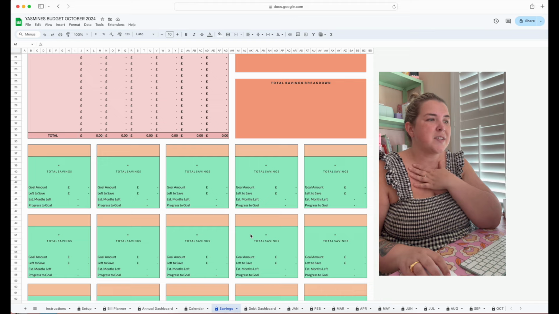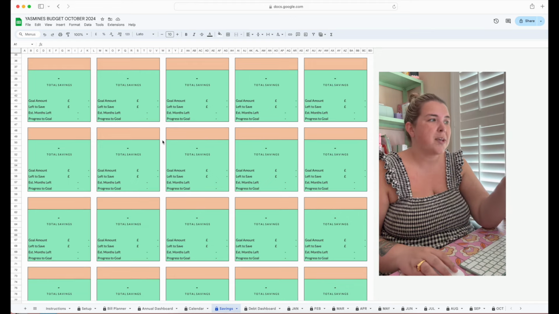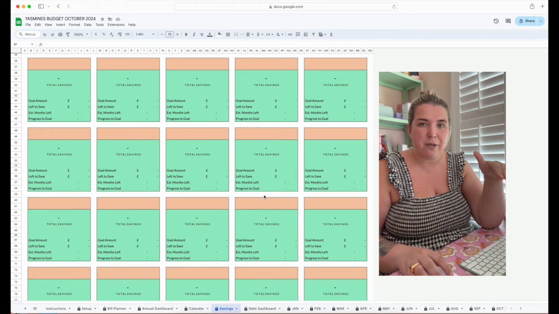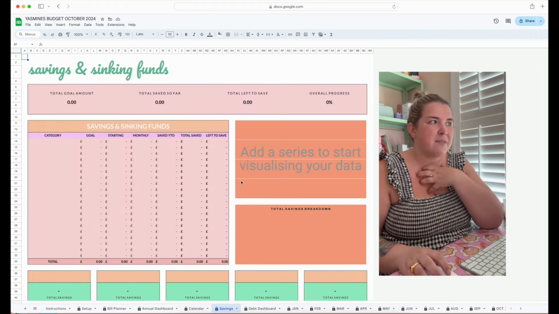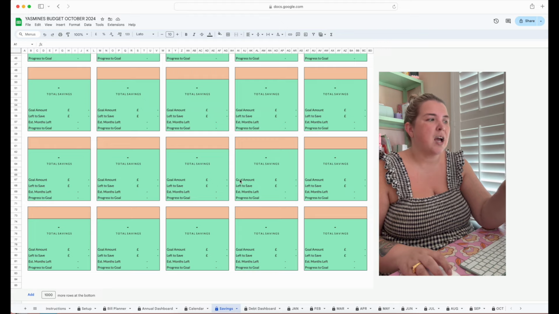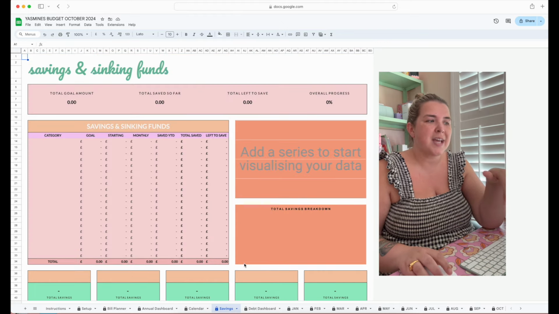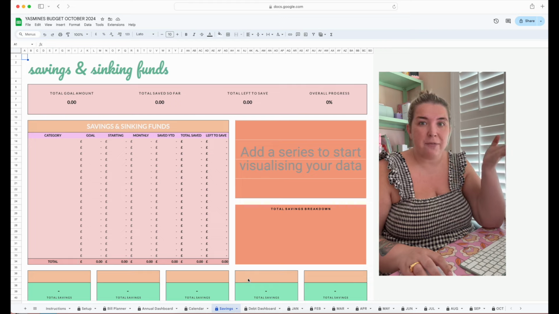Savings and sinking funds, this will show you how they're all going. You'll see each individual saving, what the goal amount is, how much there is left to save, and it will show you the progression as well. Again, I don't have any savings at the moment, so this has got no data in it, but this is really useful if you've got multiple sinking funds or savings or investments that you want to keep an eye on.